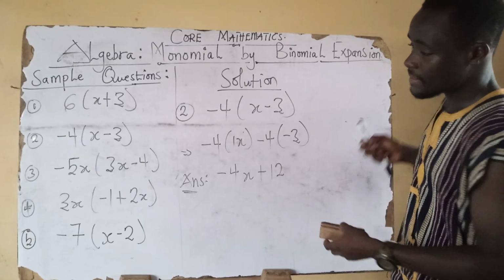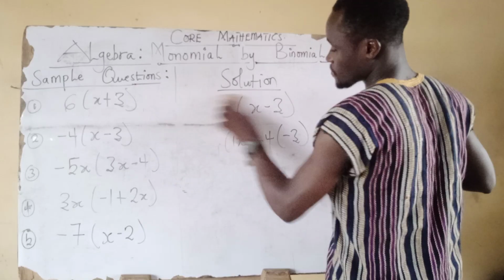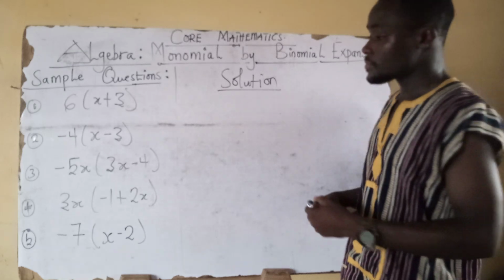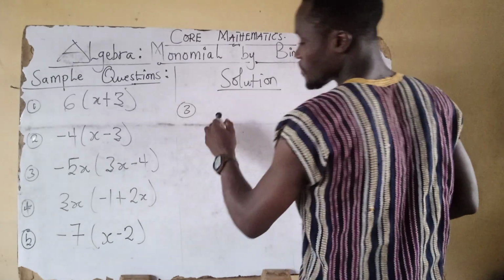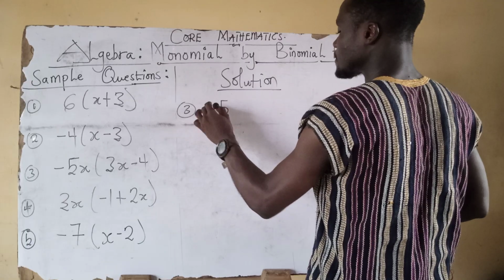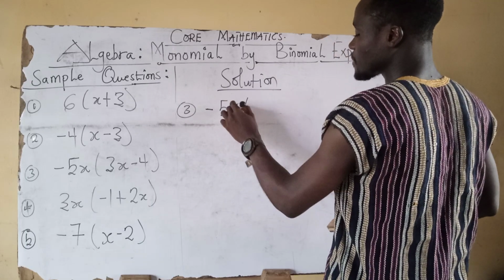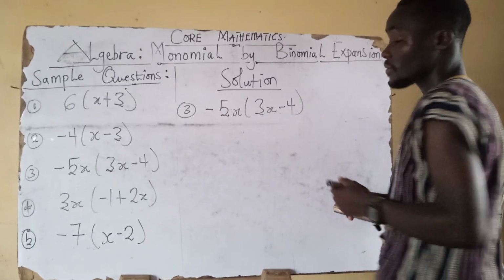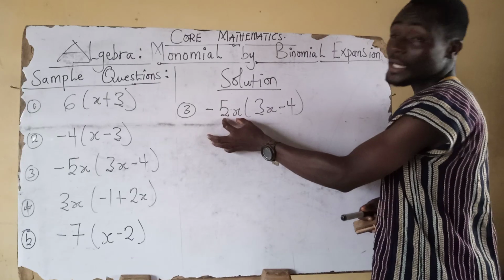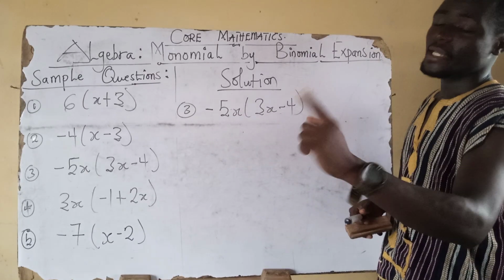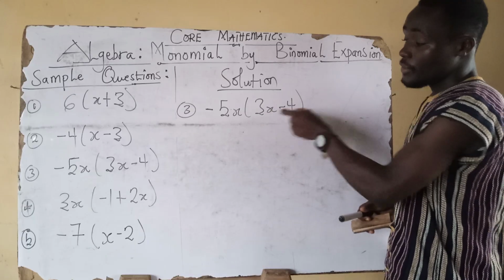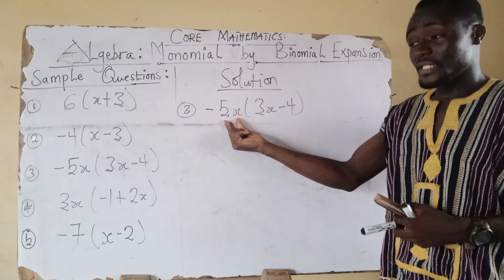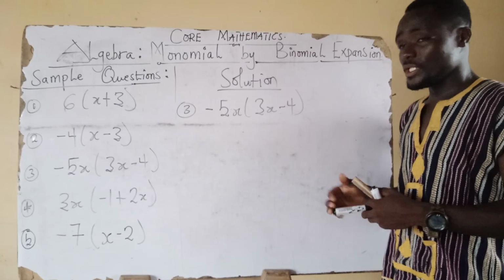Let's continue with question number 3. And I believe you are following as well. So question number 3, I have -5x in a bracket 3x minus 4. So as we've been doing, we said that the monomial, that is one term, will take charge of the respective constituents within the binomial. So the -5x will take charge of that, and this one will also take charge of that.